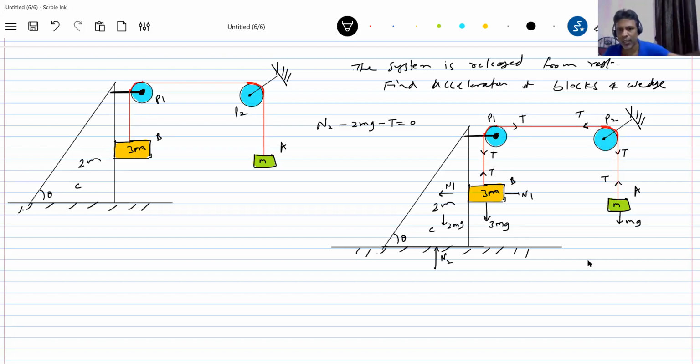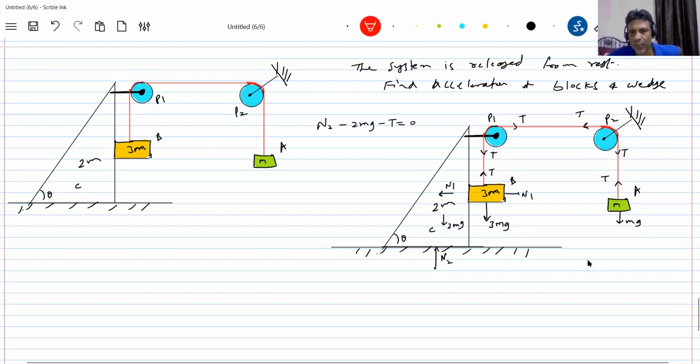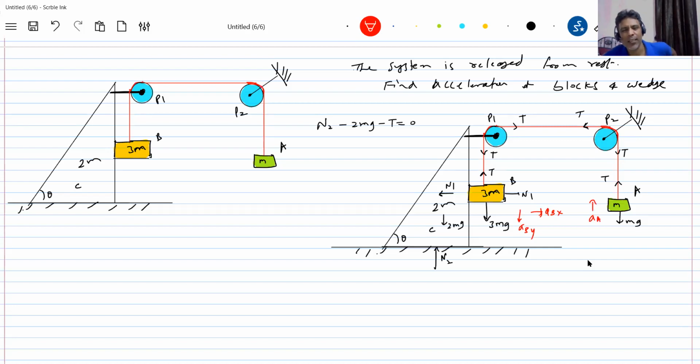Is that okay? So you can start like this. Okay, sir. So what is the possible direction? Let's take the acceleration. It will be like this. The acceleration here, ABY. This will be ABA. In what direction can the wedge move? Right, sir, towards right. The wedge should move towards right. I'll show the acceleration of the wedge in this direction.